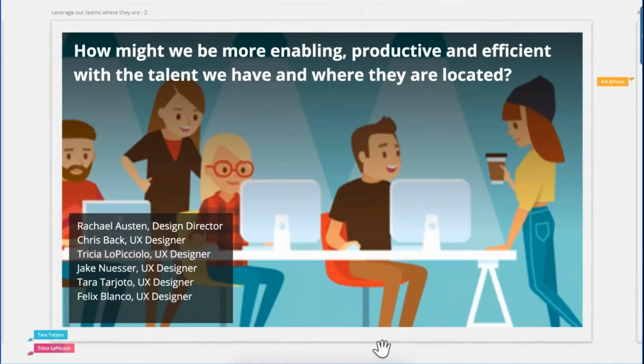So let's talk about how we might be more enabling, productive, and efficient with the talent that we have and where they happen to be working. I've asked a few global team members to join me today to collaborate on this discussion. You can probably see them hanging out in the Realtime Board at this time. Krish, Trisha, Jake, Tara, and Felix will all be supporting a live demo for you, so hang on and we'll go through a real sprint process with our team.